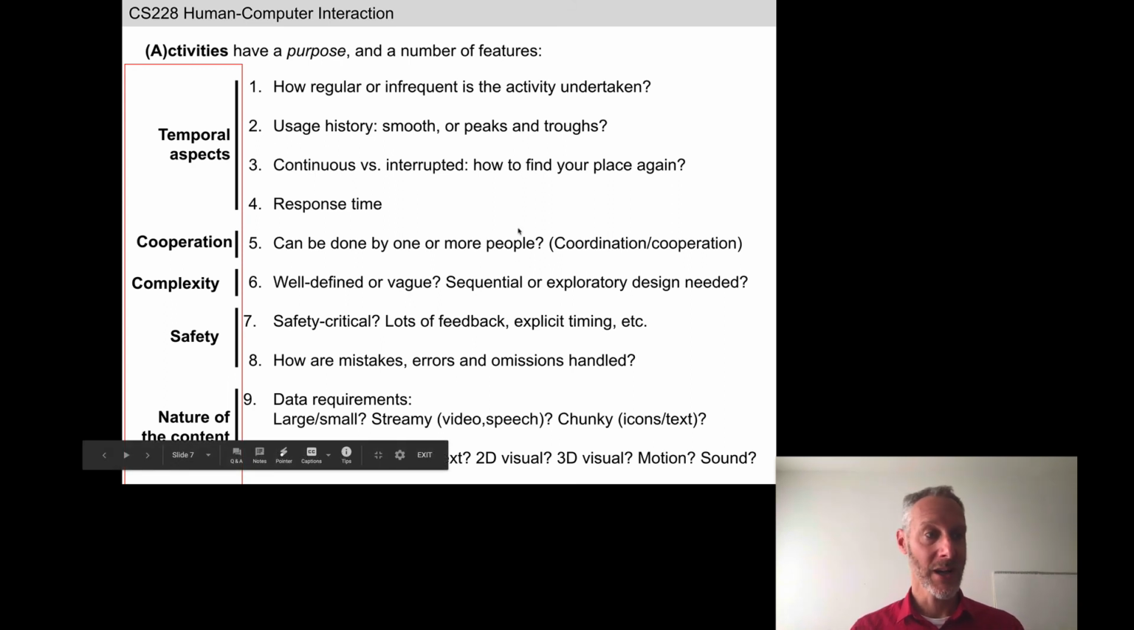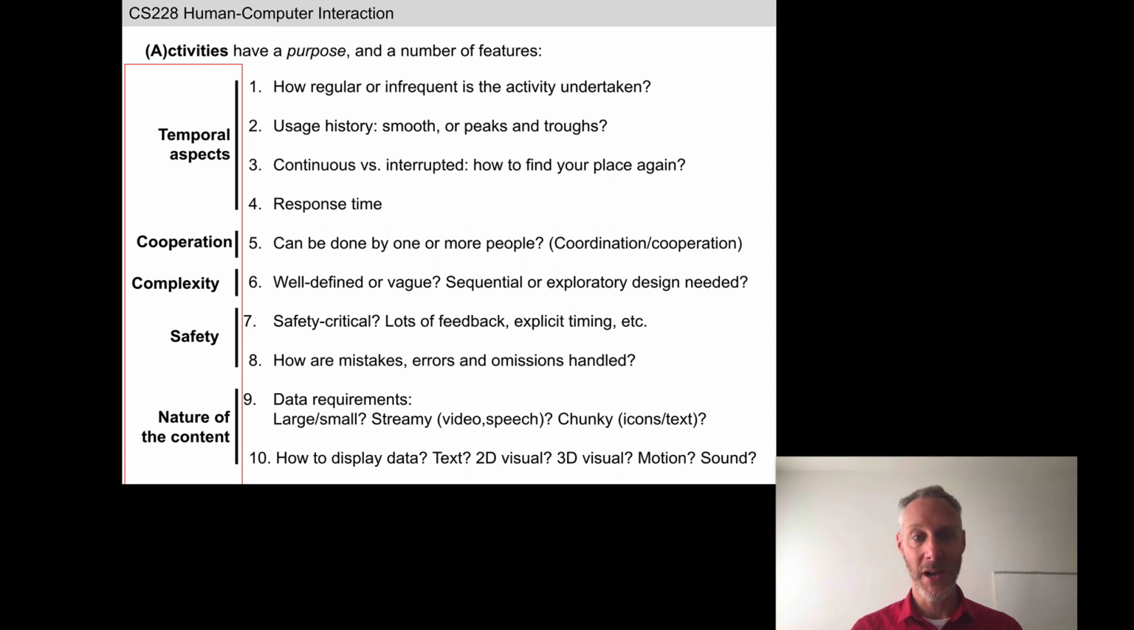So website loading time. Multiplayer video games. Obviously, if you're playing a real-time computer game, you expect real-time response. If you're at competitive levels, milliseconds matter. Siri, maybe we expect a real-time response, not necessarily.